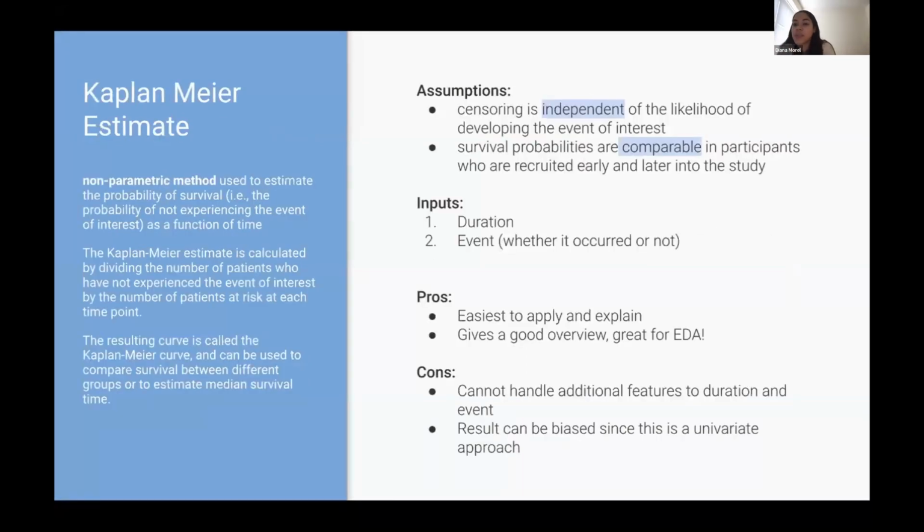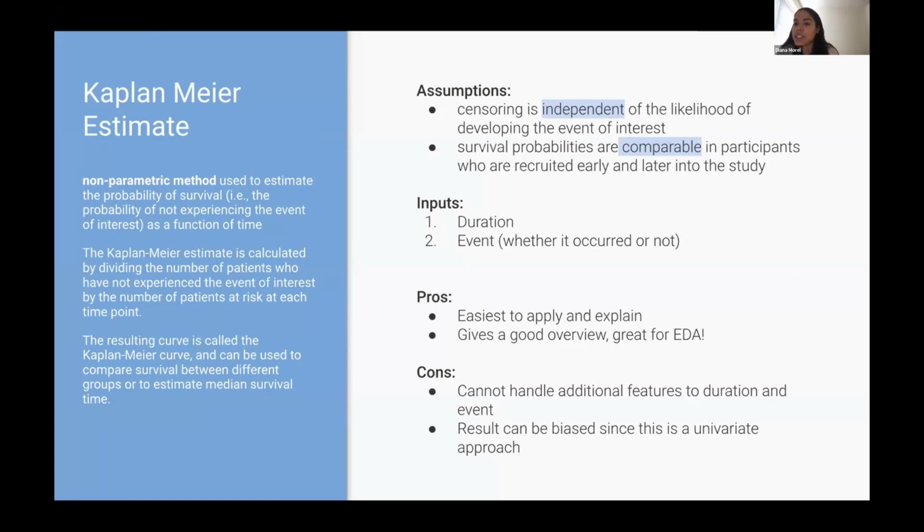Now I just want to talk a little bit about different methodologies that we'll look at in the tutorial. So the first one being the Kaplan-Meier estimate. And this is a non-parametric method. Non-parametric meaning that there are no distributional assumptions about the data. This is used to estimate the probability of survival, so the probability of not experiencing the event of interest. And this is looked at as a function of time.